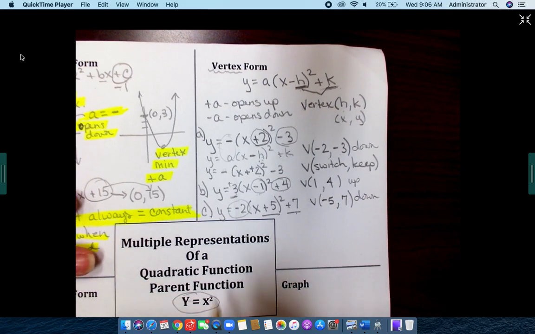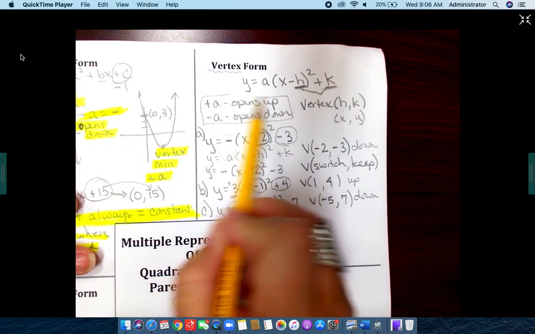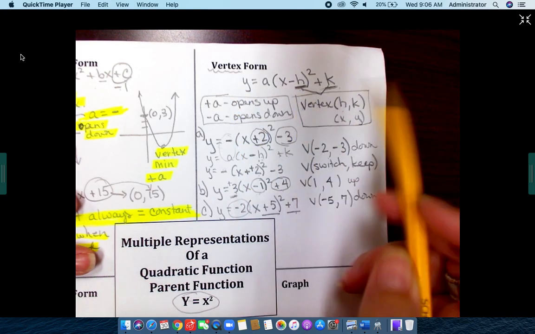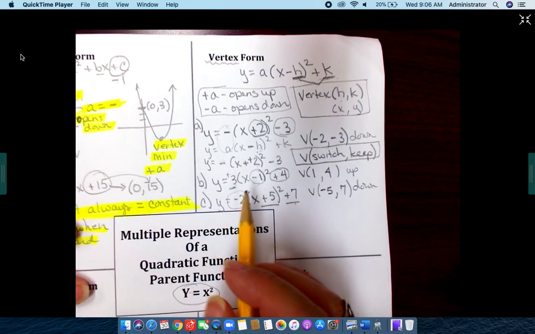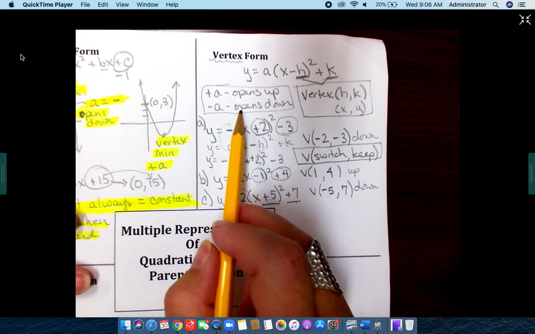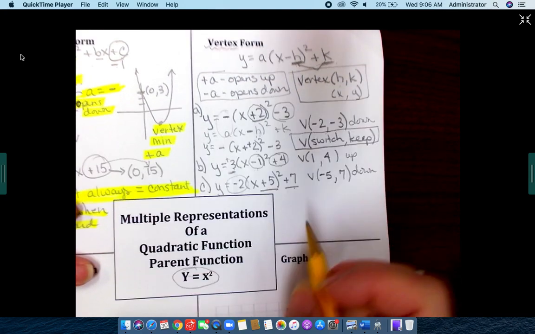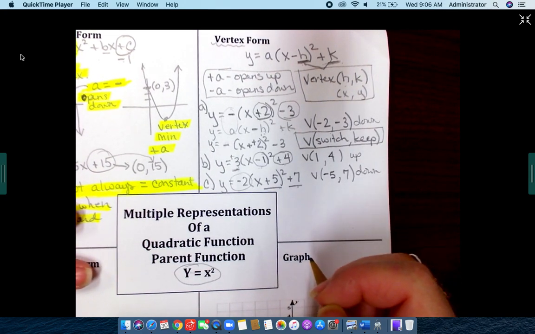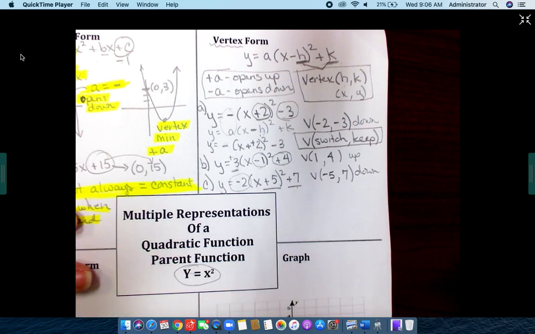So those are the key features of vertex form. We can understand the direction of the opening, and we can understand how to identify that vertex, but remember that we switch, keep. So if you're still listening, please make sure you put boxes around these. And down at the bottom, put your favorite sport. Just right here, real little, your favorite sport.